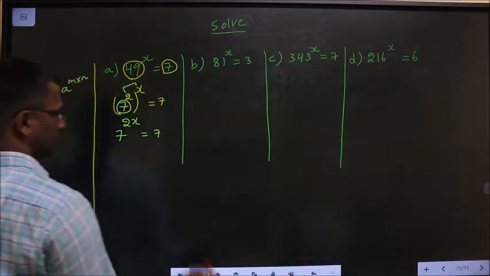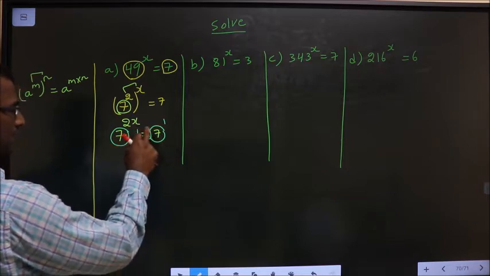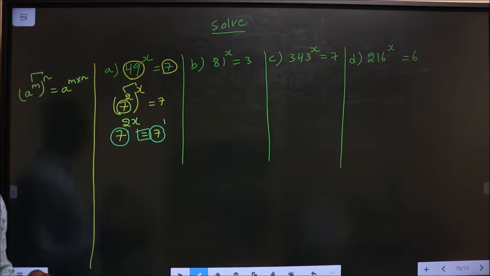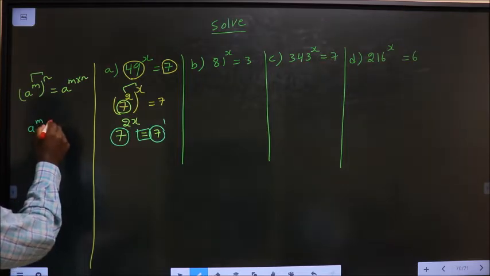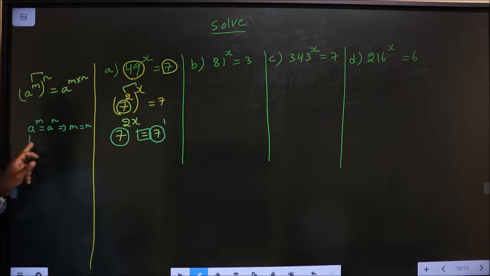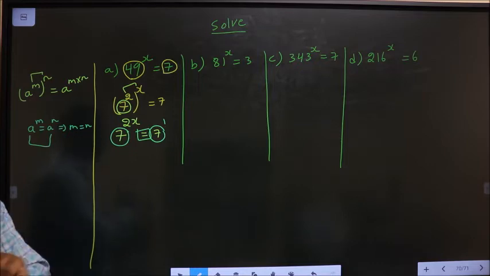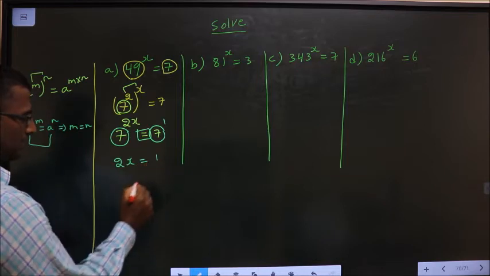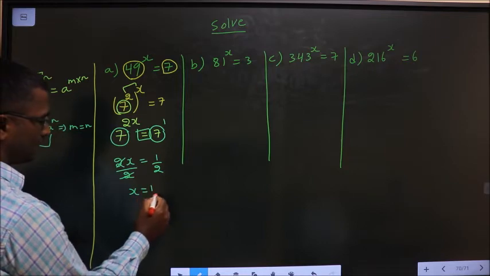Now your observation is the bases are same. Let us say the power is 1 and you have equal to. Whenever bases are same and you have equal to, the rule which you should apply is a power m equal to a power n implies m equal to n. See, bases are same, equal to could only happen if the powers are also same. So equate the powers: 2x equal to 1. Now to get x, divide by 2. So you get x equal to 1 by 2.